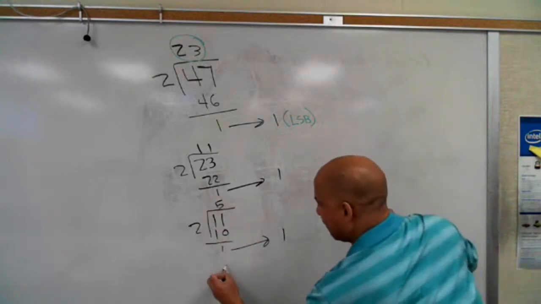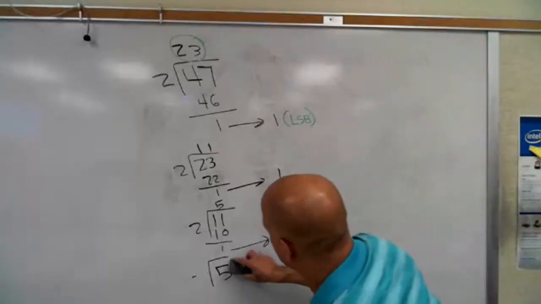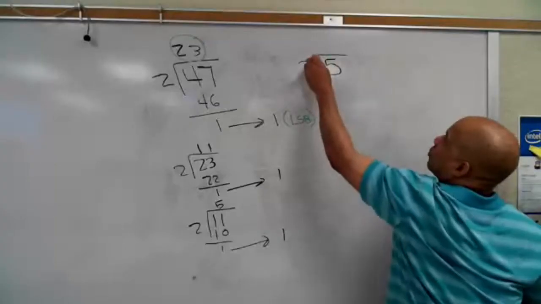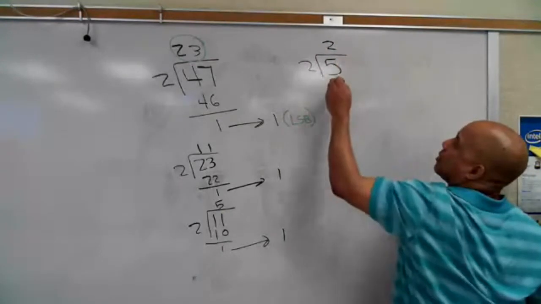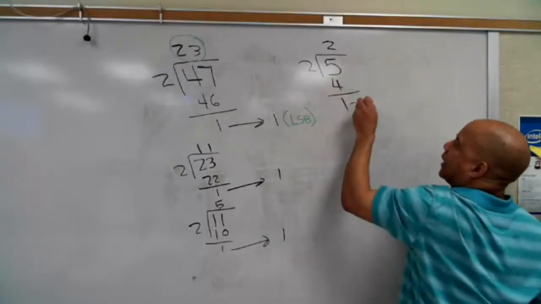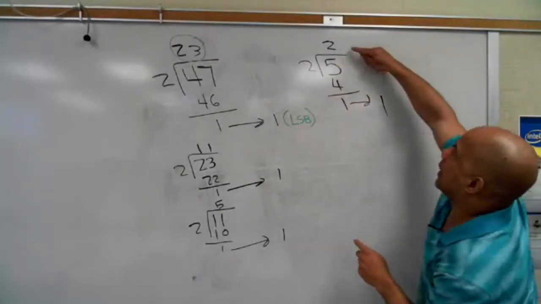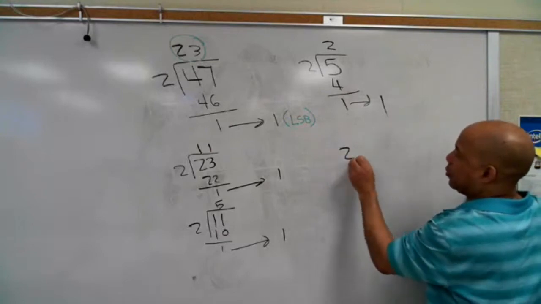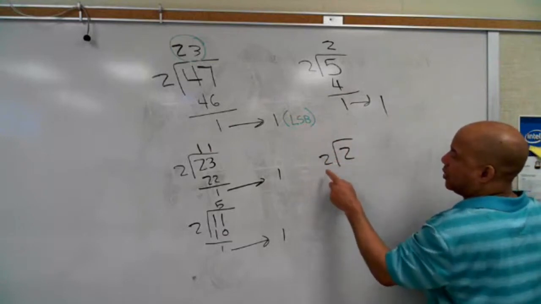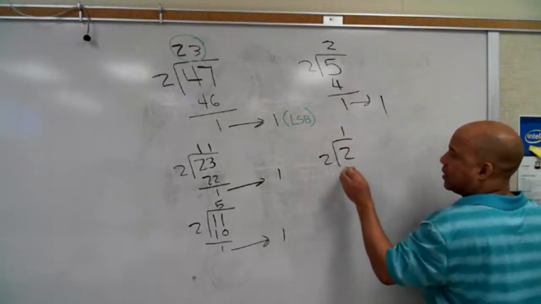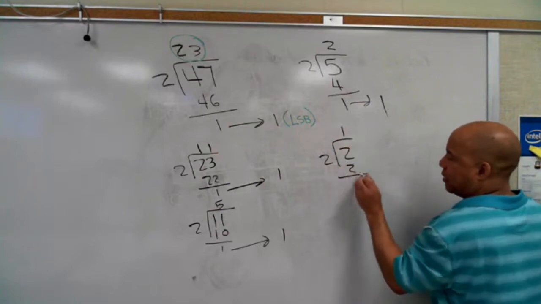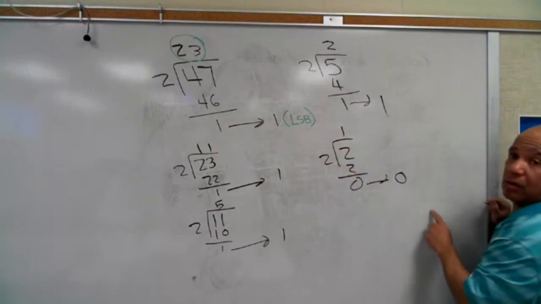I take five, let me do this up here. I take five, divide by two, that's gonna be two. That gives me a four. So I got one. I got two. I got two divided by two. Two goes into two one time. One times two is two. Now I got a remainder of zero.